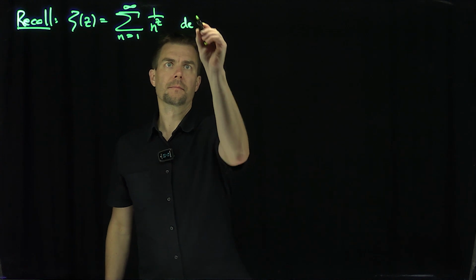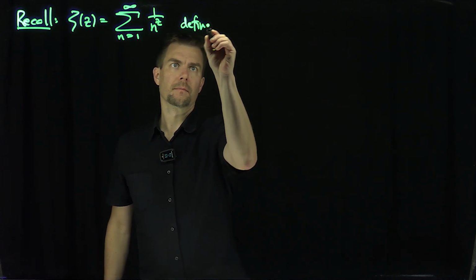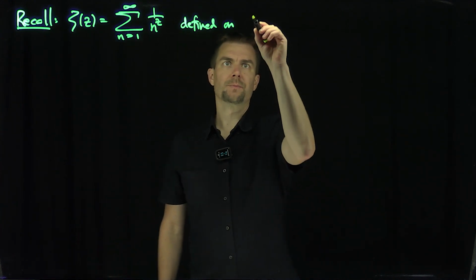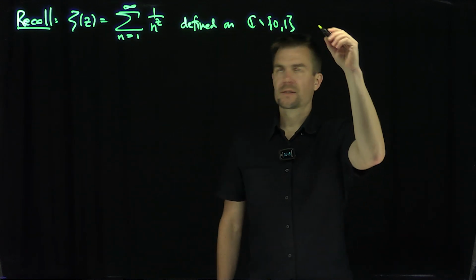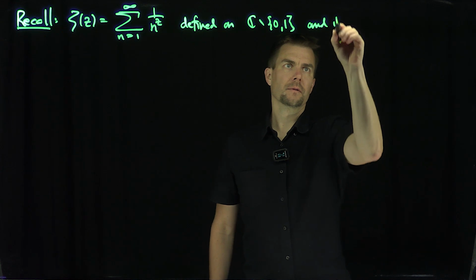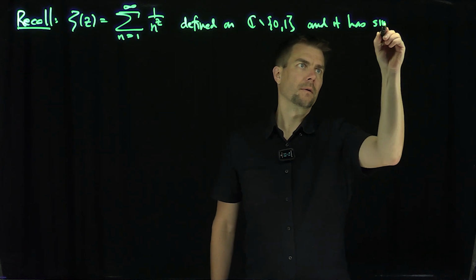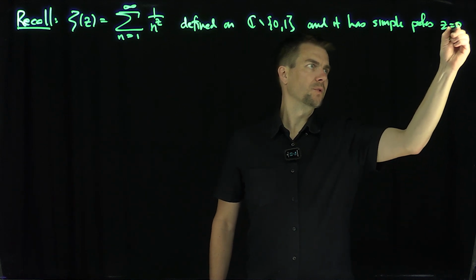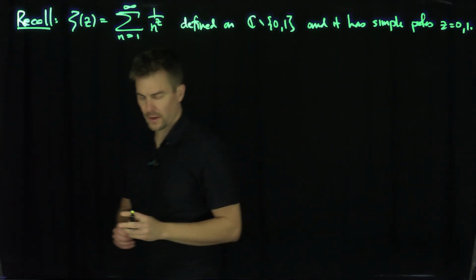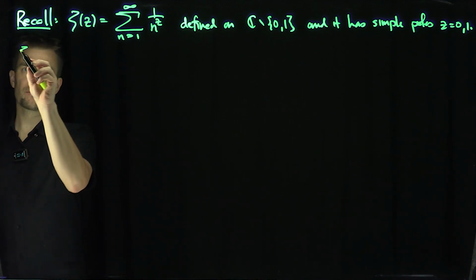Defined on the entire complex plane, except for 0 and 1. And it has simple poles at z equals 1 and 0. Excellent. And that, of course, follows from our discussion of the psi function, right?